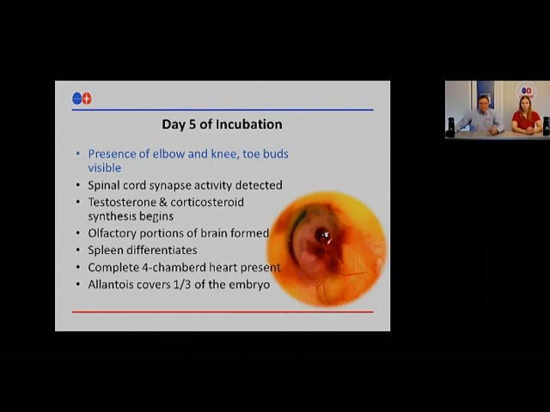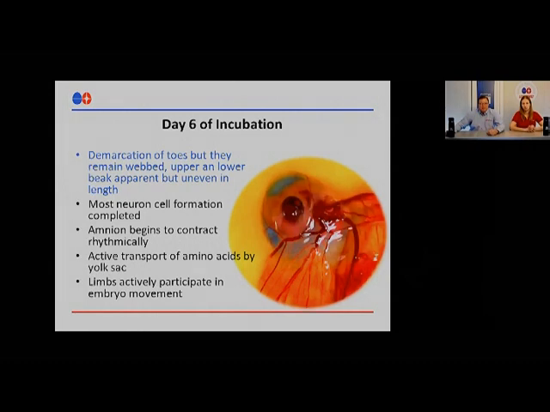Day 5, start using the elbow, knee, toe buds are visible. Again, some more necessary parts of the embryo developing: testosterone, corticosteroid synthesis beginning, spinal cord activities being detected, spleen differentiation, heart, allantois. So these are important parts of the embryo that need to occur properly to get us an embryo that'll work for us.